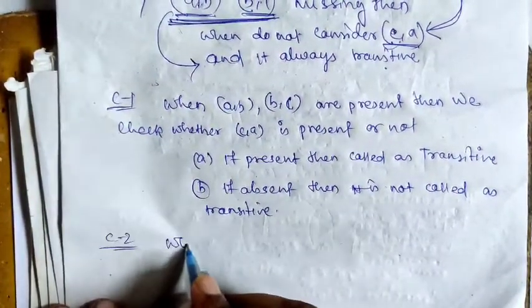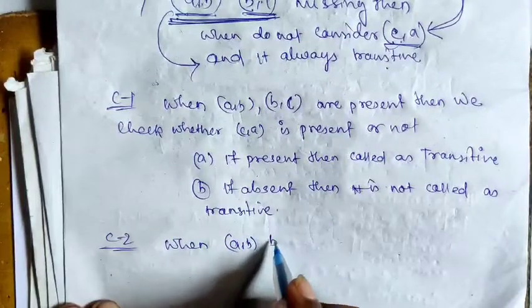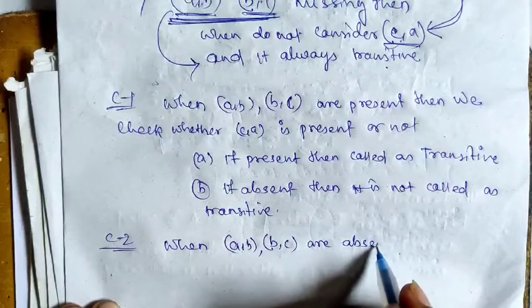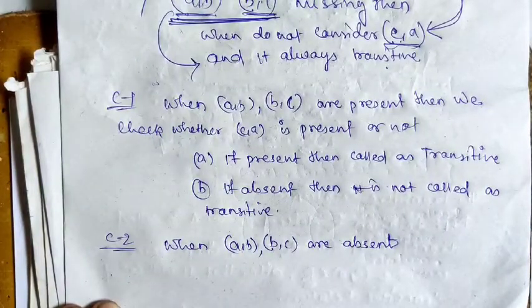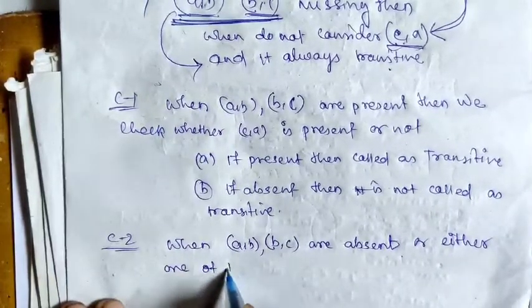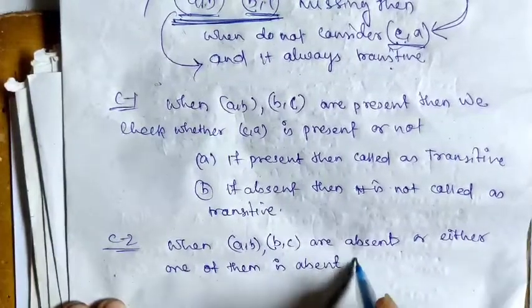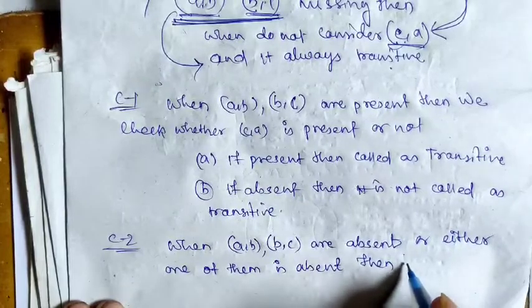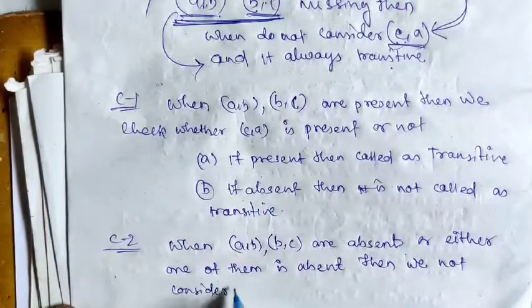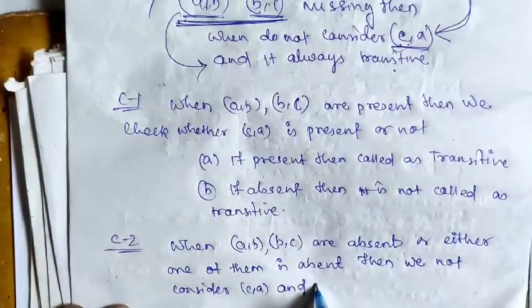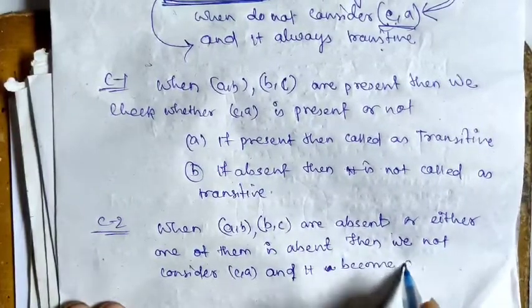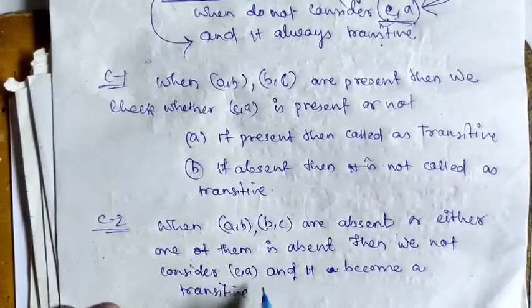Case 2: when AB and BC are absent, or either one of them is absent, then we do not consider CA and it becomes a transitive relation.